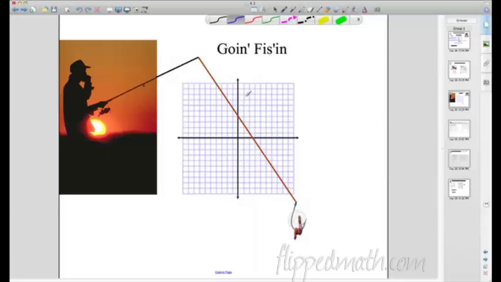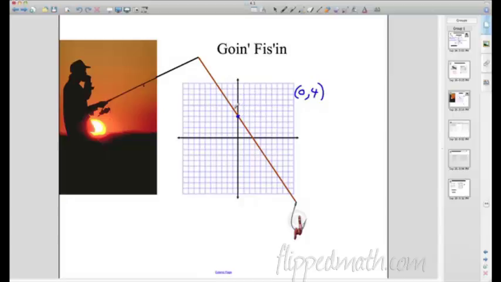I think the easiest point to see right off the bat is maybe right here where it's crossing the y-axis. So this is a good one to start with. What are the coordinates at this point? Well, it looks like I go over 0 and up how much? 1, 2, 3, 4. So this is a possible point. So I could say there's a point on my line.